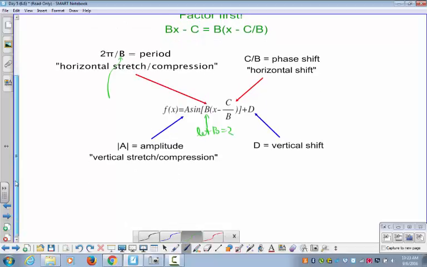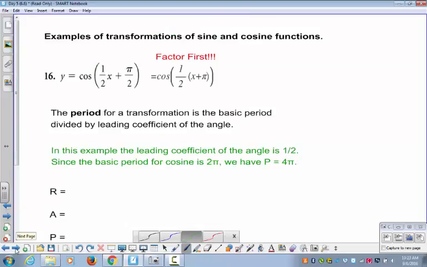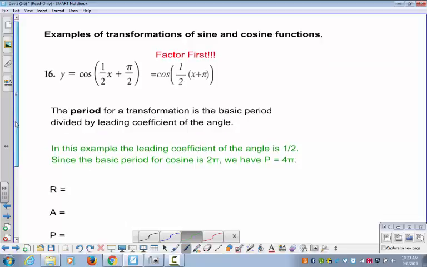Okay. So that's just an overview of how we can analyze these transformations that are built on top of a basic function. So let's go ahead and I'll walk you through a couple first, and then you guys can start. So we'll start with sine and cosine. Those are the easiest two.